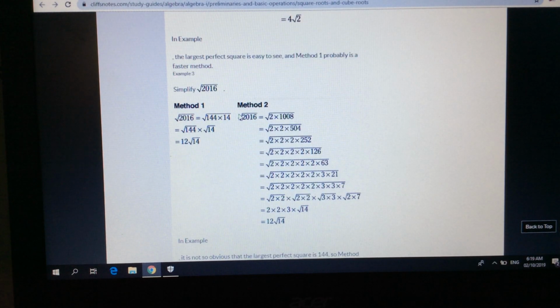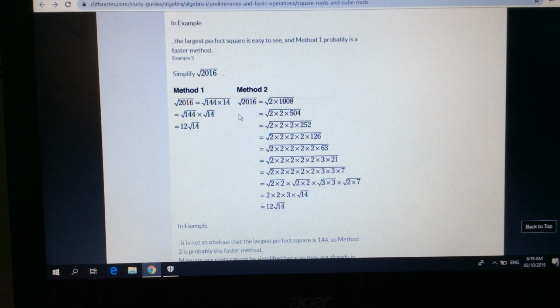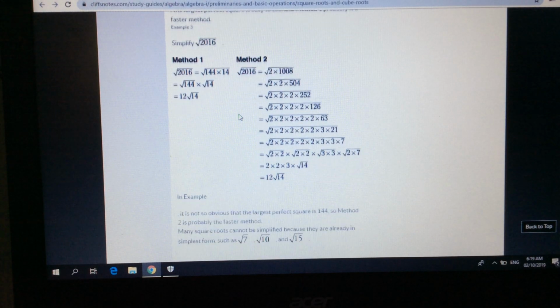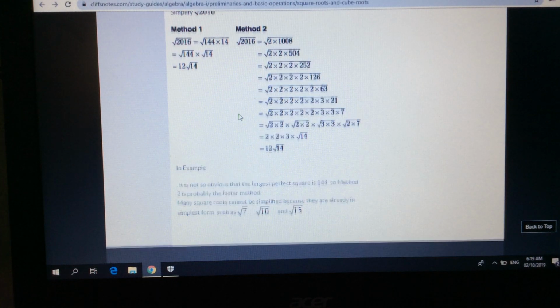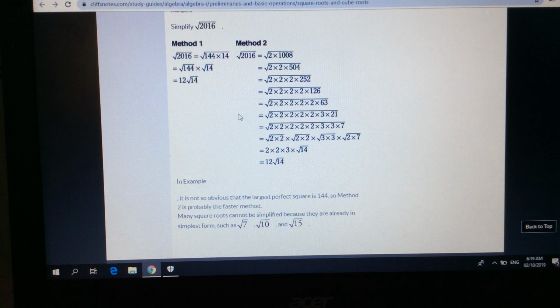So we also have an example here. The largest perfect square is easy to see, and method 1 is probably the faster method. So, an example of method 1. We have to simplify the square root of 2016. Method 1: the square root of 2016 is equal to the square root of 144 times 14. So you take the square root of 144 and the square root of 14, which gives the answer 12 square root of 14.